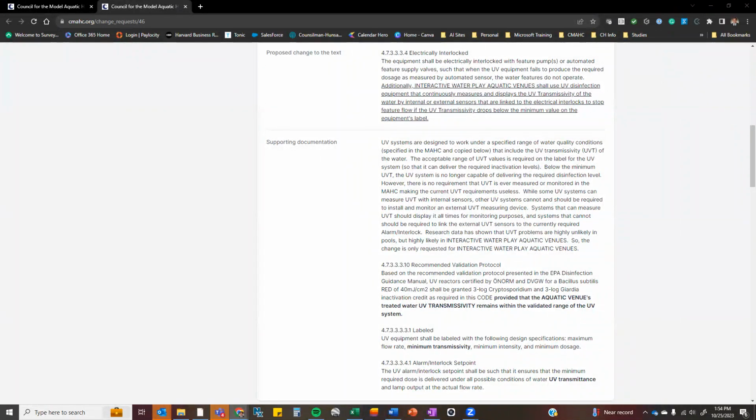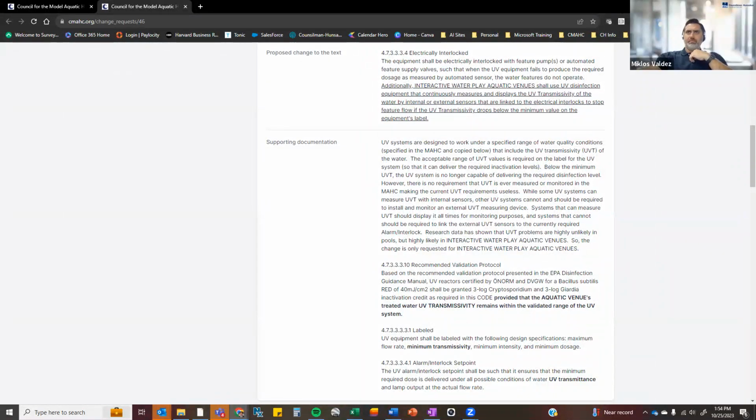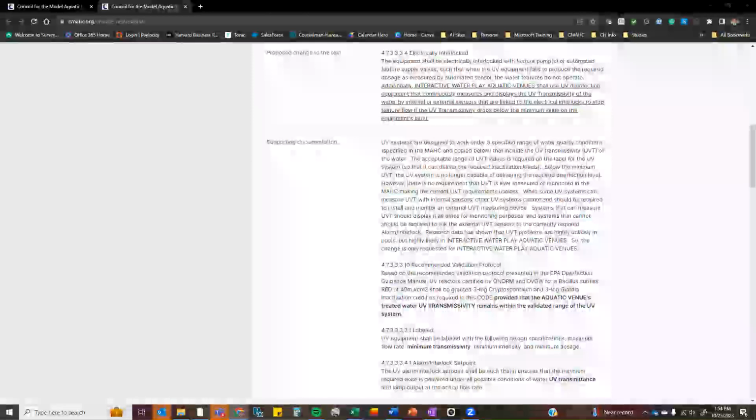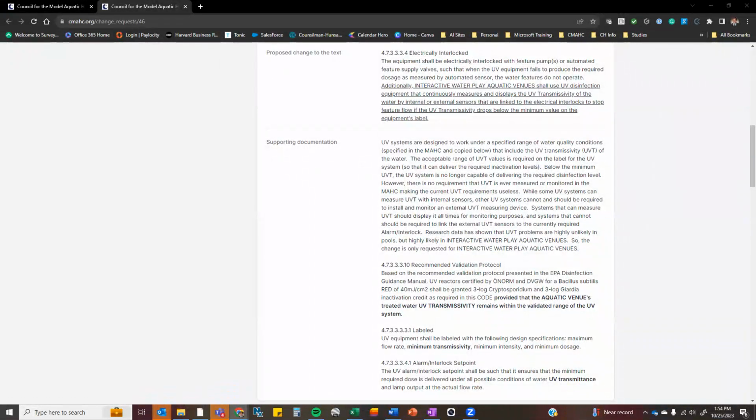Is the sensor standardized? Sorry, can you say that again, Kevin? Is the sensor standardized? Yeah, the sensors, I mean, this is a very tried and true old method of measuring a property of water. It's just UV 254 transmissivity. And there are plenty of instruments out there that can do this. So it's not anything new.